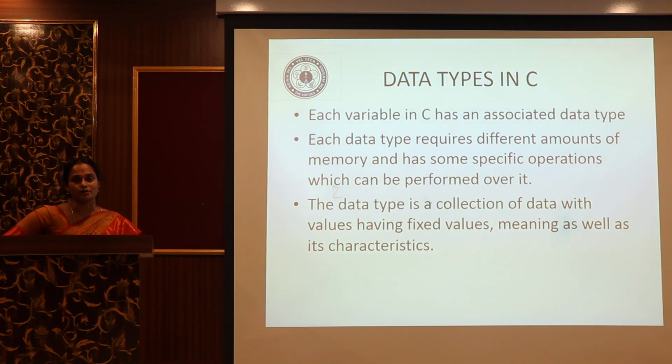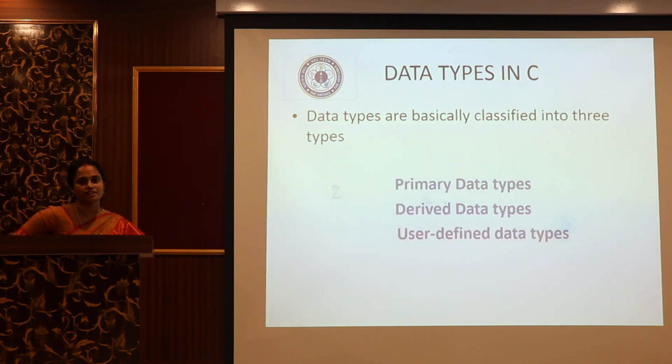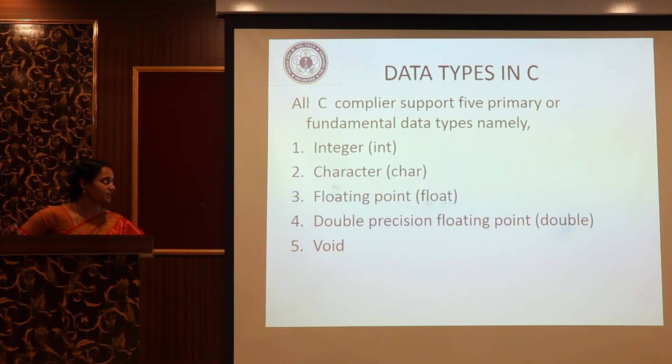Data types, as you already know, are a collection of information. They hold variable collections, and the machine only knows machine language, zeros and ones. Based on zeros and ones, it converts to integers and characters. Data types are mainly classified into three types: primary data types, derived data types, and user-defined data types.